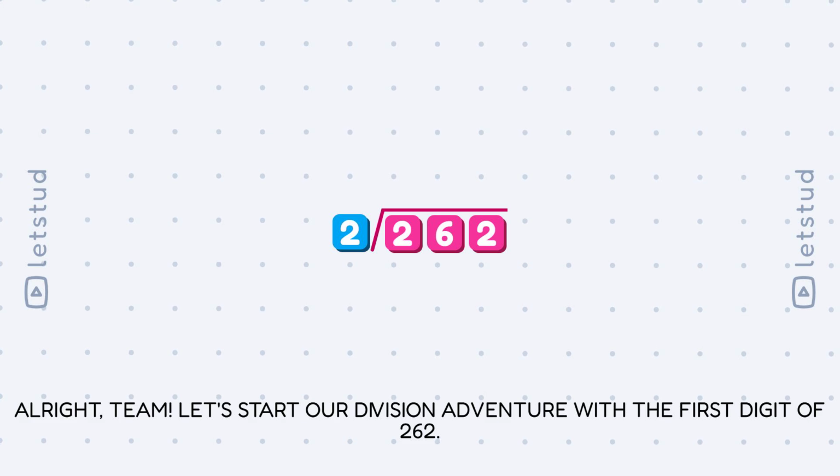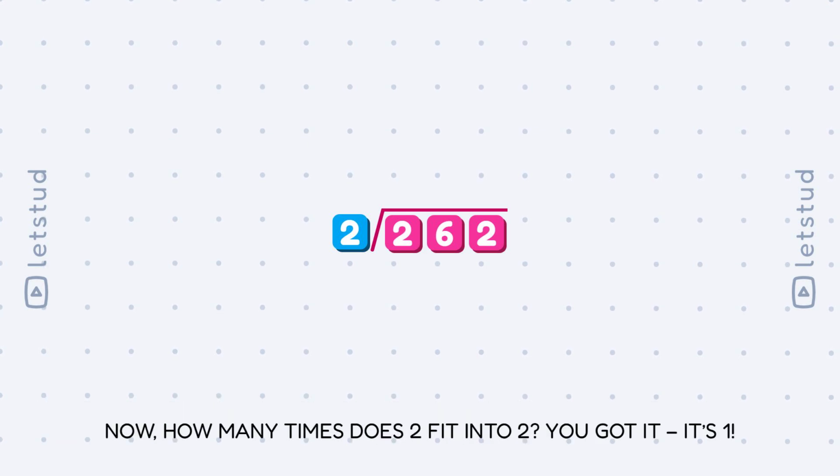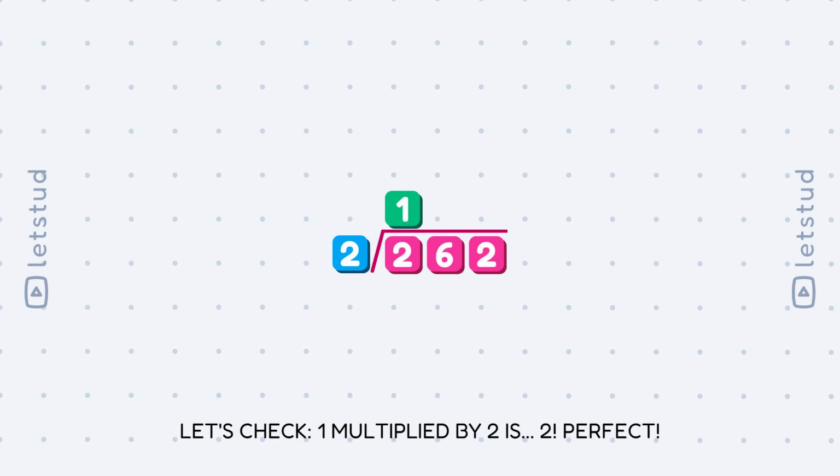Alright team, let's start our division adventure with the first digit of 262. We're going to use the first digit, which is 2. Say hello to our partial number. Now, how many times does 2 fit into 2? You got it, it's 1. Let's check: 1 multiplied by 2 is 2, perfect.